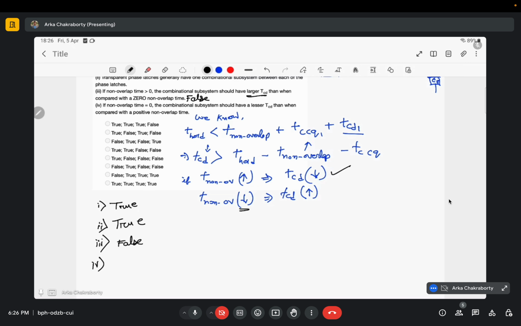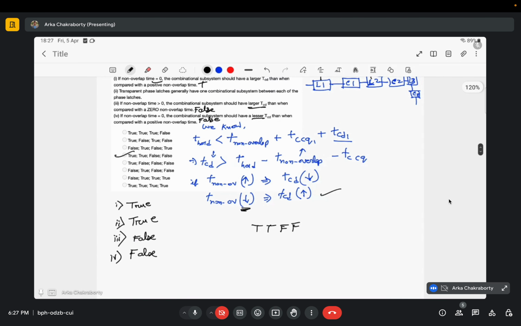Similarly, the fourth statement is saying if non-overlap time is 0, the combinational subsystem should have a lesser TCD than when compared with a positive non-overlap time. We can see TCD is increasing, so the statement that it is lesser is false. So the correct answer is true, true, false, false. Clear, everyone? Okay, hope it's clear.